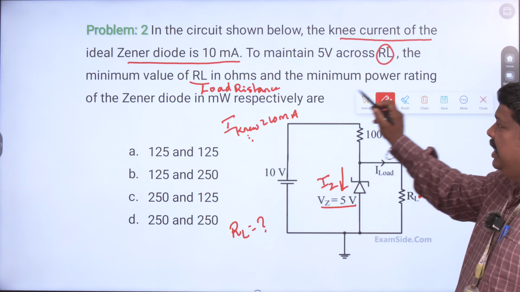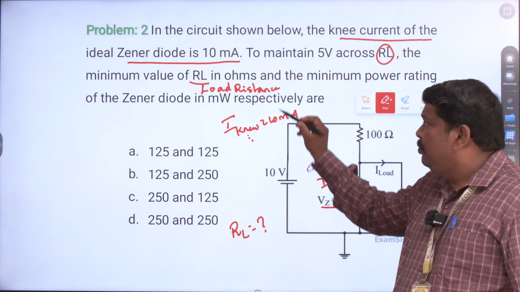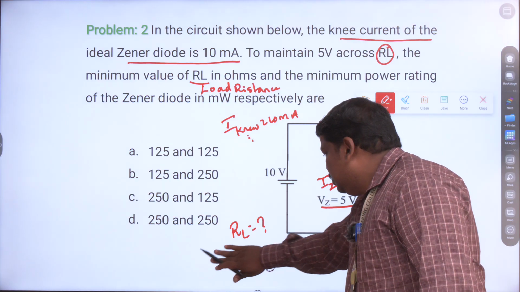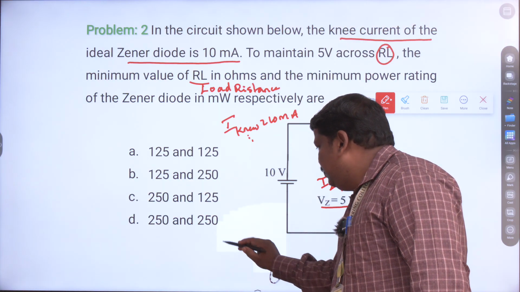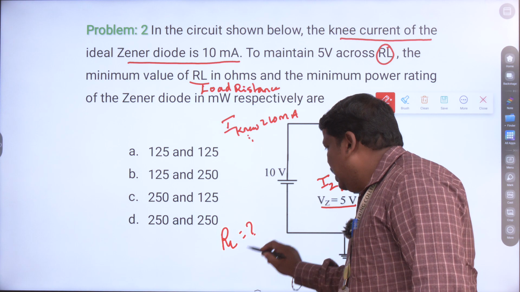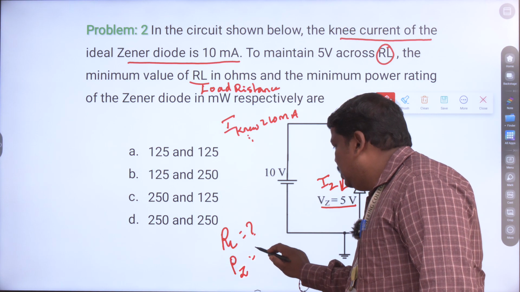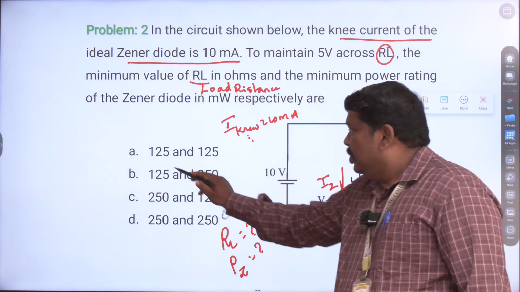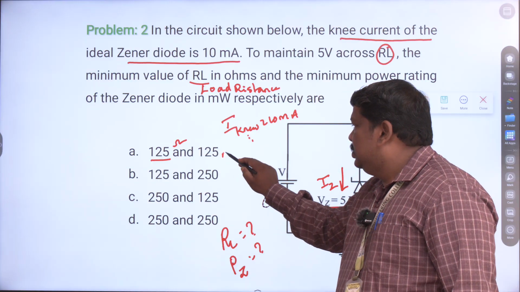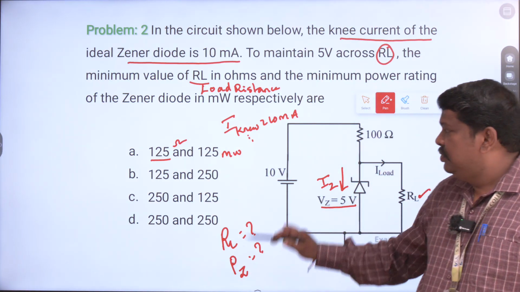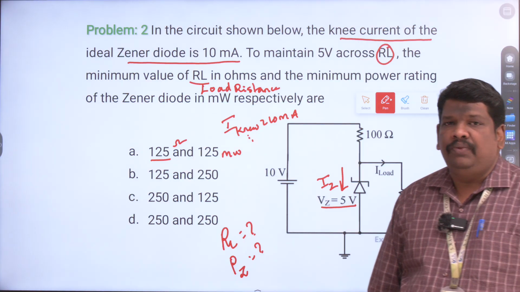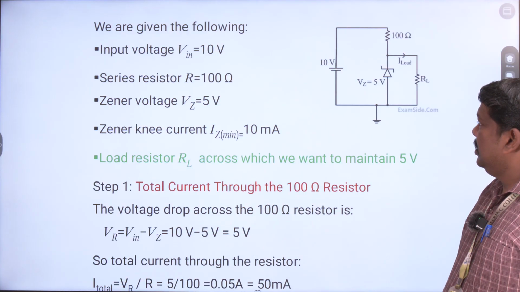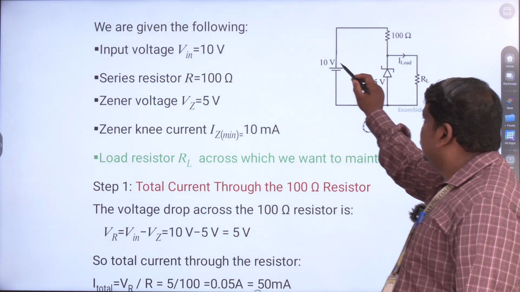And the minimum power rating of the Zener diode in milliwatts. We are going to find RL as well as your Zener power. These two things we are going to calculate in this problem. For that, 125 ohms is given, and this is in milliwatts. Among these four options, which one is the right answer? We can work it out. You can see this is your input.